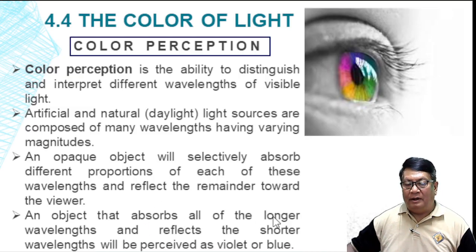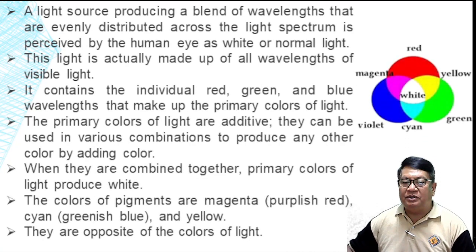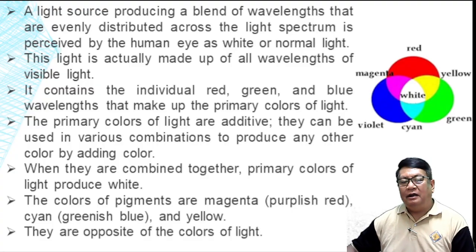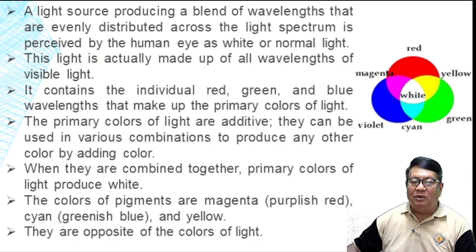So we have here a light source producing a blend of wavelengths. This light is actually made up of all wavelengths of visible light, and contains the individual red, green, and blue. The primary colors of light are additive. They can be used in various combinations to produce other colors by adding colors.